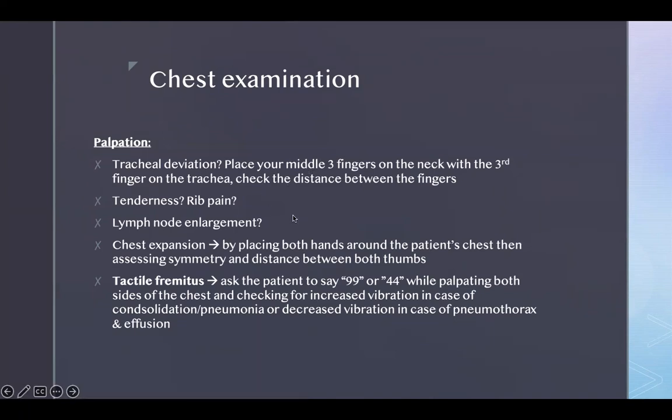You can also palpate lymph nodes, especially cervical, in those whom you suspect may have any mets or any lymph node enlargement. You can mainly check the cervical and the axillary. Then you would check the chest expansion by placing both your hands around the chest and asking your patient to take a deep breath, and assess the symmetry and the distance between your thumbs. Normally it shouldn't be more than like 3-4 centimeters max.